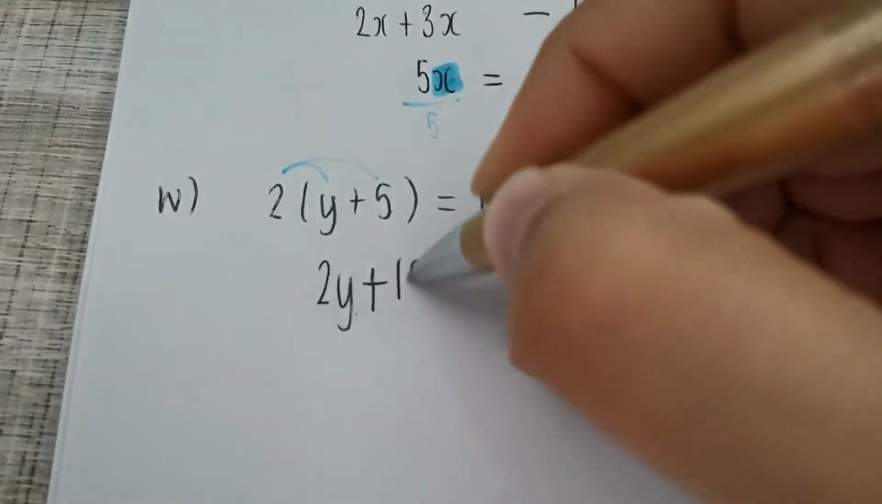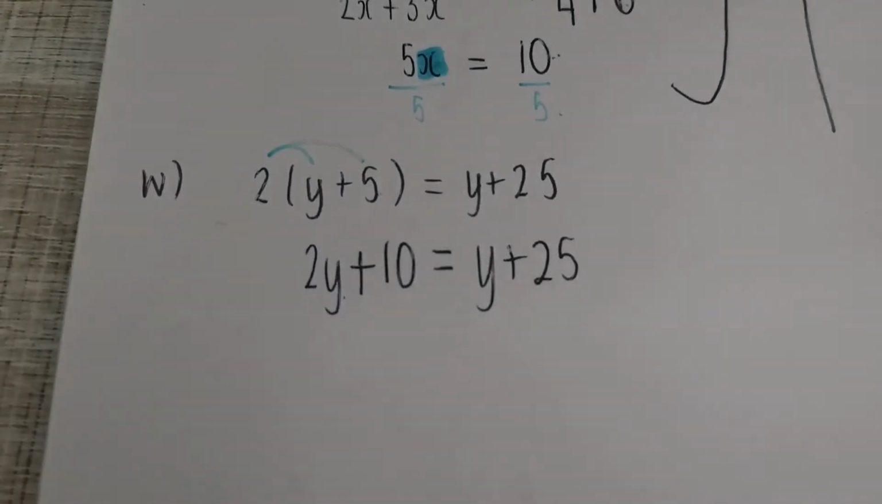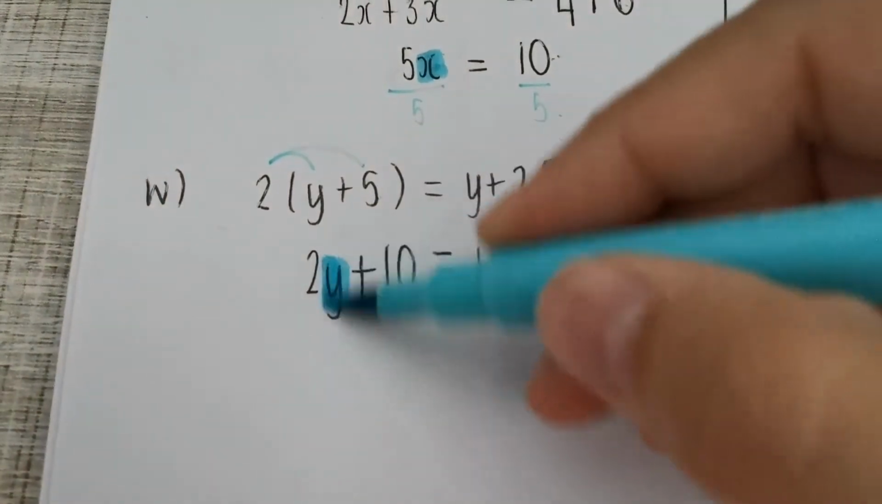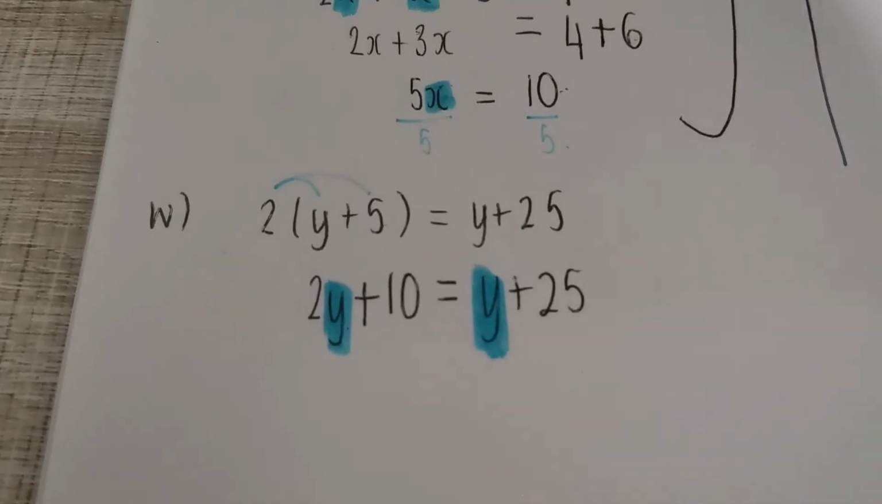And let's continue. Okay, so I said if we have a bracket, I want you multiplying into the bracket like this. Okay, as long as there's a number in front of it. 2 times y, 2 times 5.